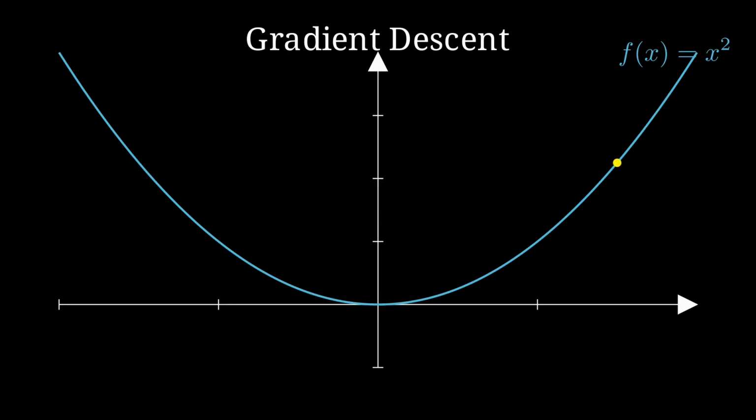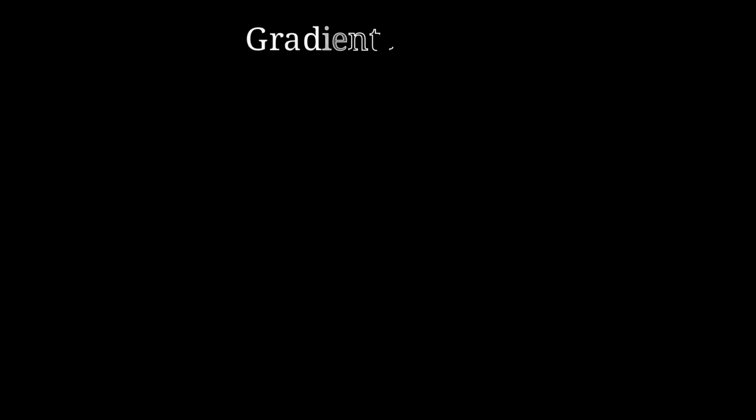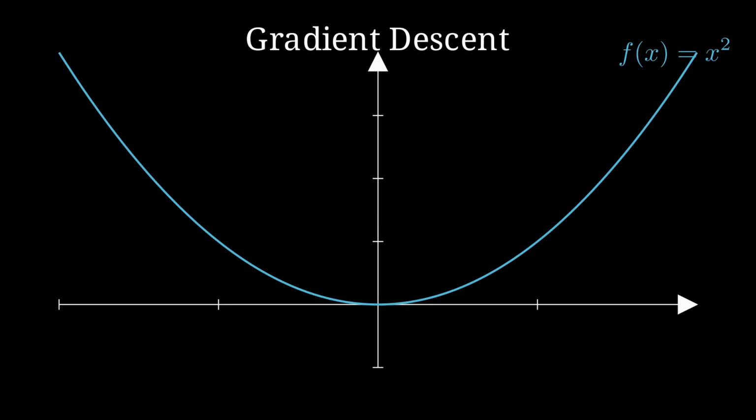The formula displayed is the mathematical representation of the gradient descent algorithm. Here's what it means. Wx represents the weight we are trying to optimize. Alpha denotes the learning rate, a hyperparameter that controls how much we adjust Wx with each step. It's critical to set the learning rate to an appropriate value.